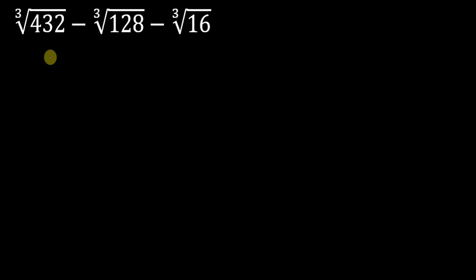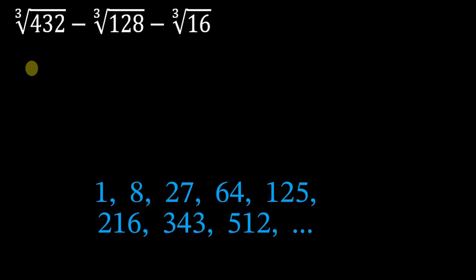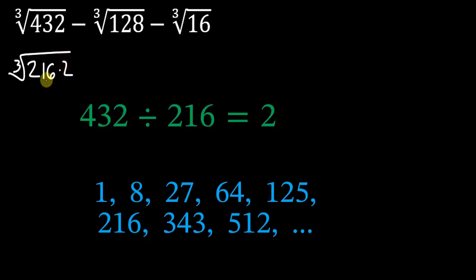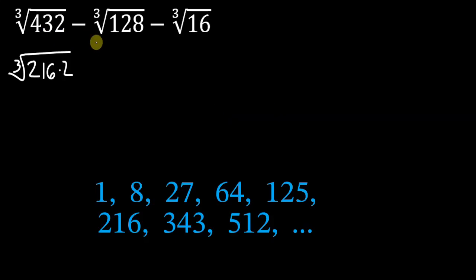Next, cube root of 432 minus cube root of 128 minus cube root of 16. Yung 432, alin sa mga perfect cubes siya pwedeng i-divide? So, ano nga ba yung mga perfect cube? So, we have 1, 8, 27, 64, 125, 216, 343, and so on. Okay, so, 432, pwede siyang i-divide into 216. And 432 divided by 216, that is 2. So, 216 times 2 is equal to 432.